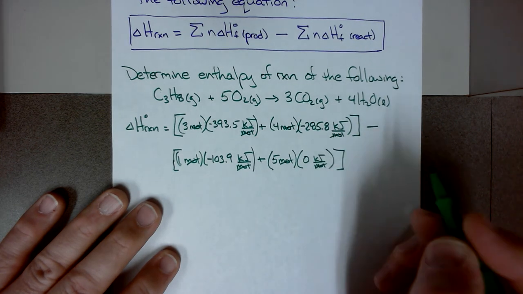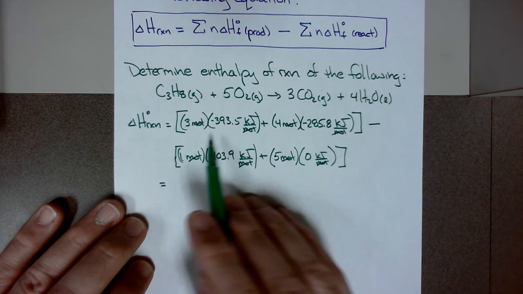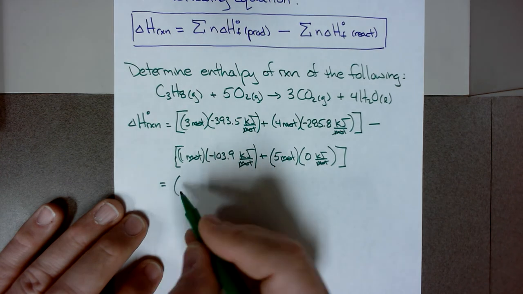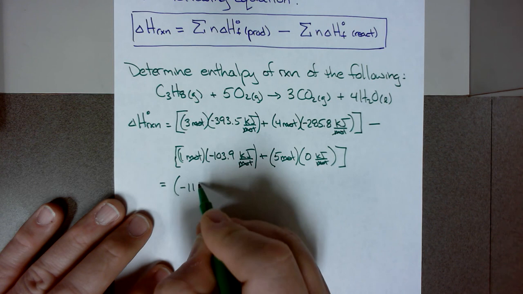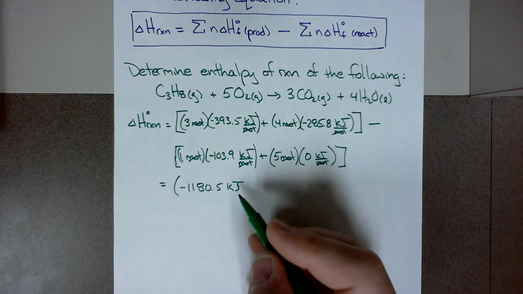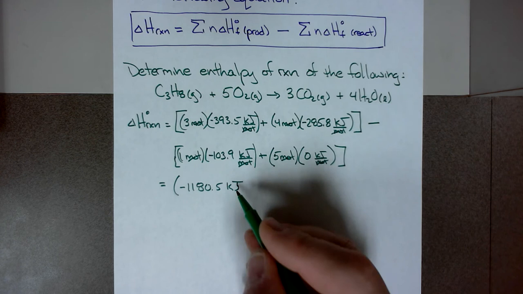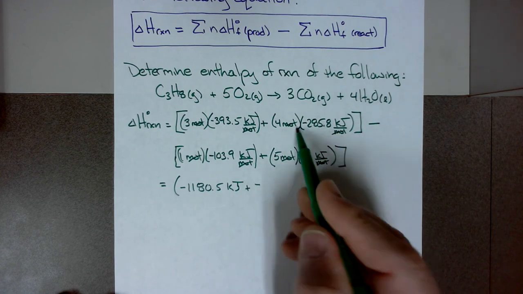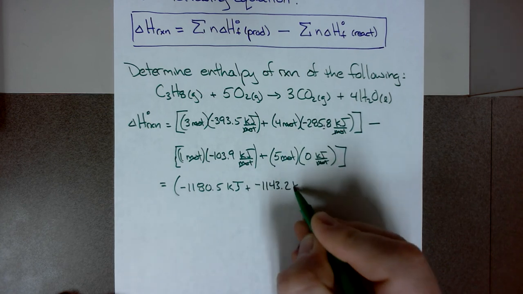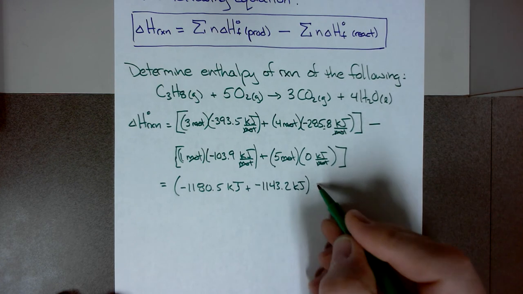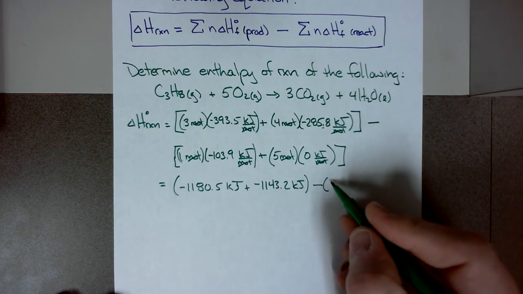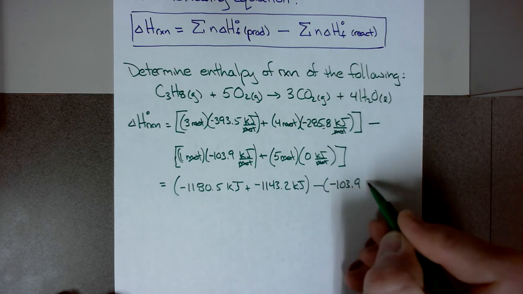And there's the sum of that. Now, when I sum these two up, this times this is going to be a negative 1,185 kilojoules, plus a negative, when I multiply these two, the 4 times this, a negative 1,143.2 kilojoules, and then these minus this, 1 times this plus 5 times 0, so that's going to be minus a negative 103.9 kilojoules of energy.